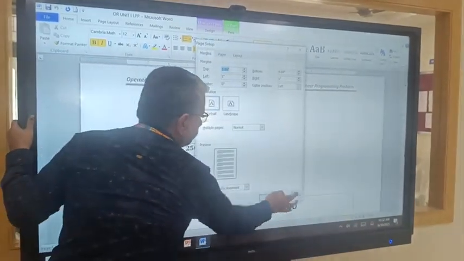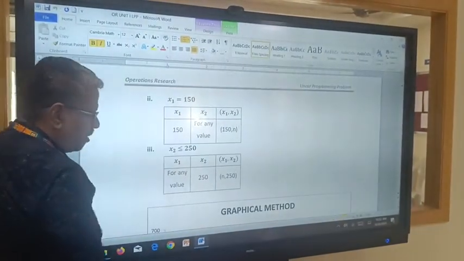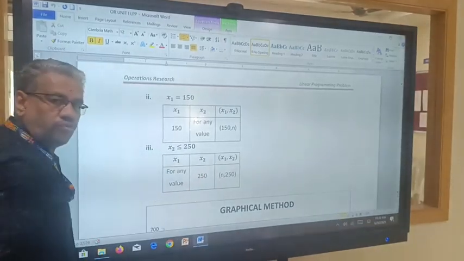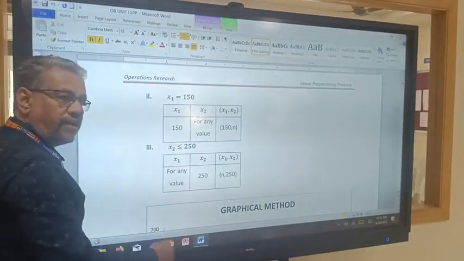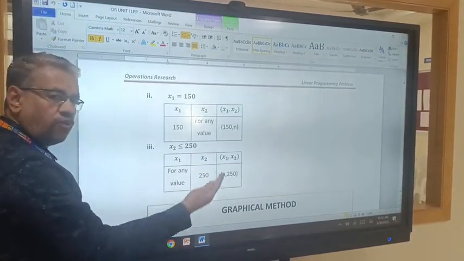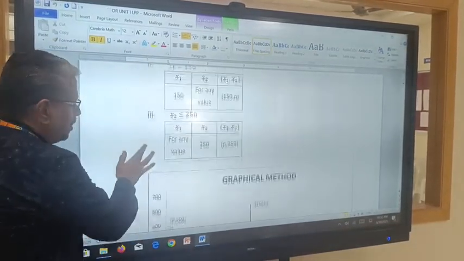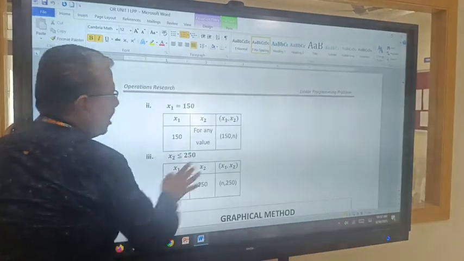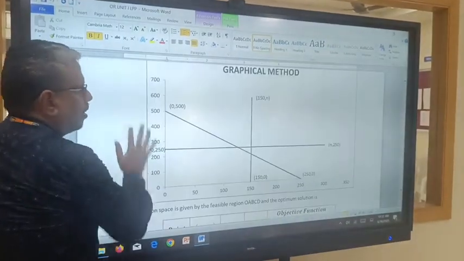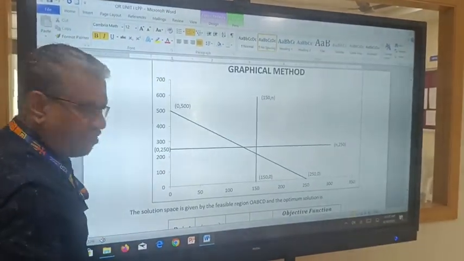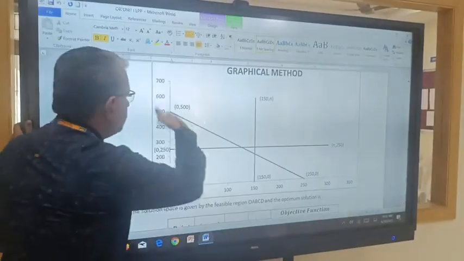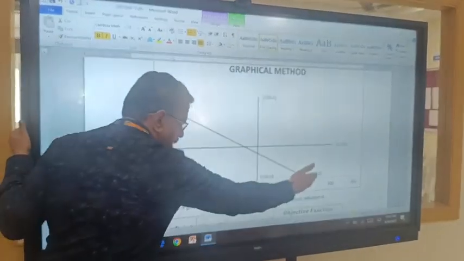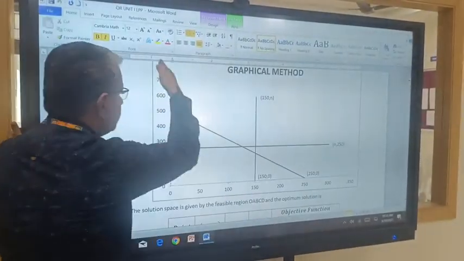Therefore, n, 250: (0, 250), (100, 250), (200, 250) and so on. So these three pairs of points should be represented in a graph. So this is the x-axis, this is the y-axis. So we call it x1, this is x2.